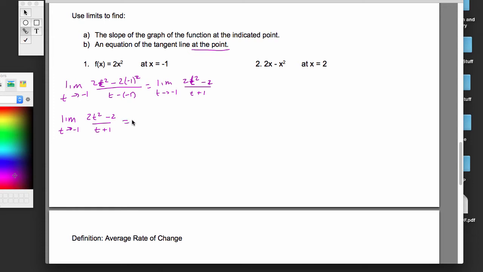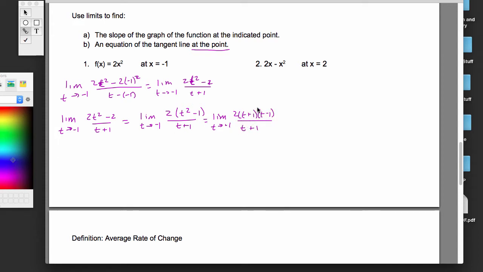And I'm going to, again, understand that if I put in -1, it'd be divided by 0. And so I need to do some factoring. So up top, I'm going to take out a 2, and I'm going to have t squared minus 1, and then a t plus 1 on the bottom, and I think you see what's going to happen here. So we have this difference of squares that can come out. So the limit as t approaches -1 of 2 times t plus 1, t minus 1, over t plus 1.